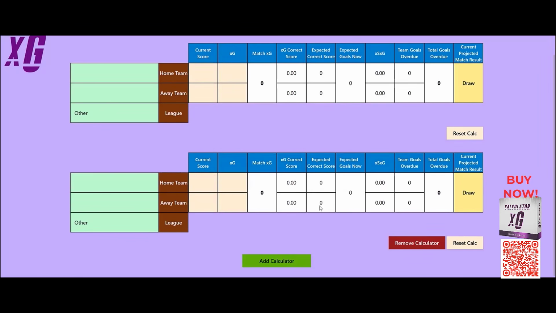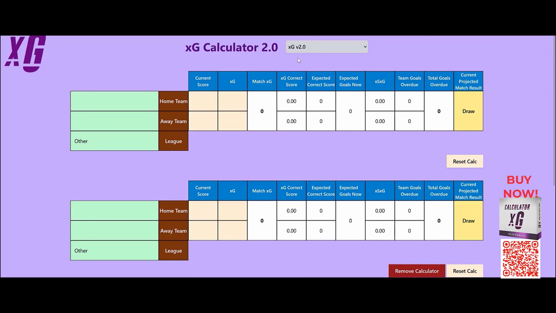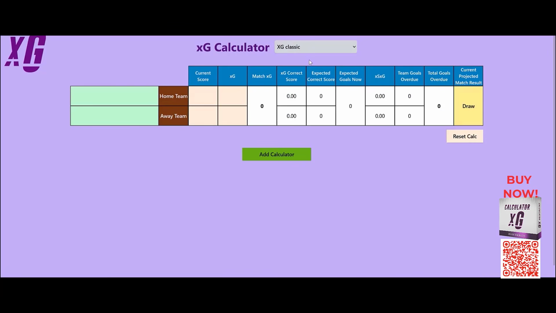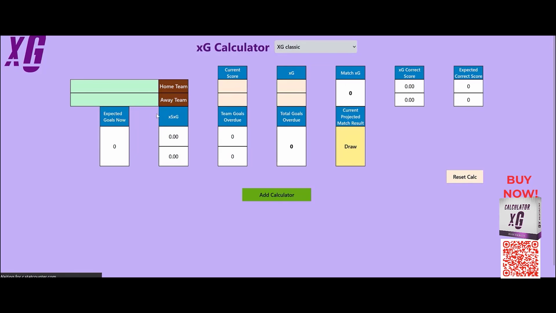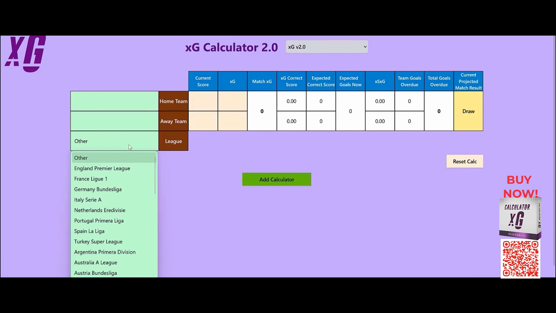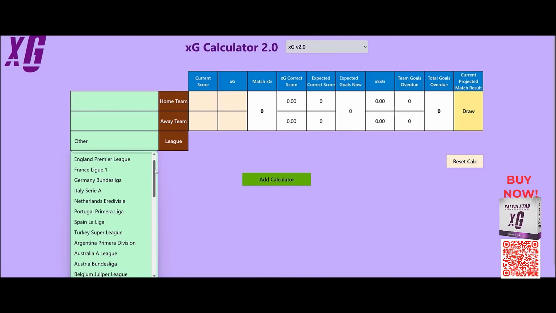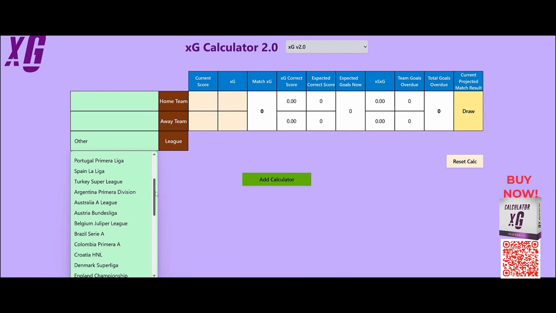Then you can add as many matches as you want. Just to be clear, we do have the classic calculator, and then we've also got the version 2 calculator. You can probably spot the difference. The classic doesn't have an option on the left. In fact, let me switch back. It doesn't have the option to change the calculator by league. So if we're here on the 2.0, you can see that we have many different leagues to pick from.